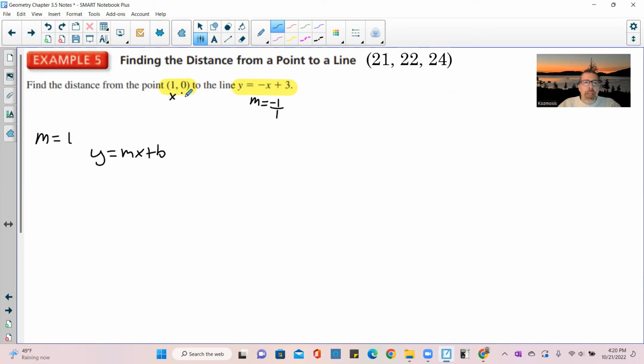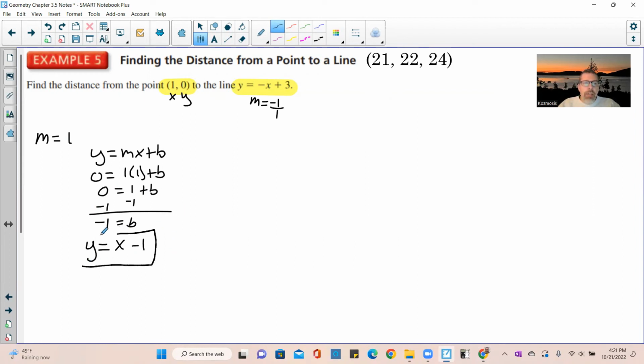We have an x and we have a y, just like last time. 0 equals 1 times 1 plus b. 0 equals 1 plus b. Subtract 1, and I get b equals -1. Therefore, my equation is y equals, my slope m is 1, simply x minus 1. So there's the equation of the line that is going to go through that point.